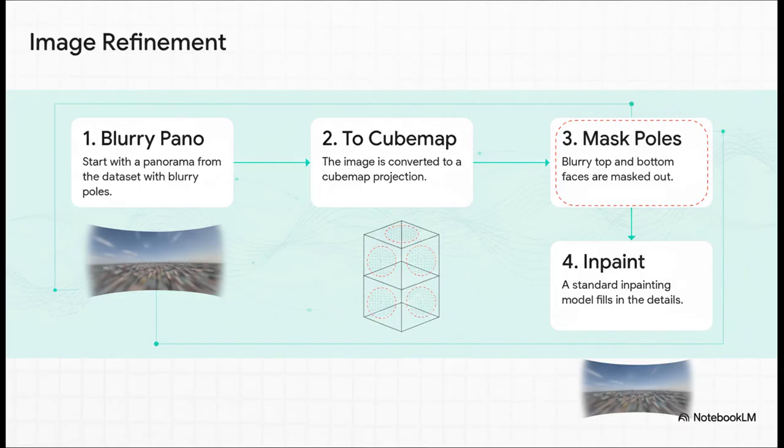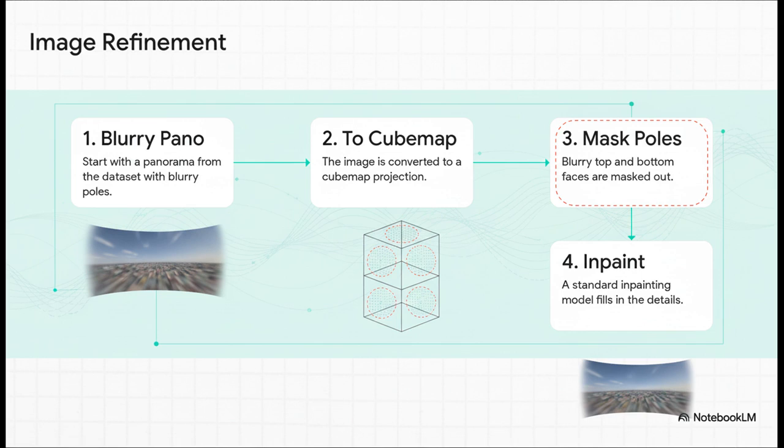First up, they tackle their own panoramic data. They're using a dataset called Matterport 3D, which is pretty good, but it has one big flaw. The tops and bottoms, the poles, are often a blurry, distorted mess from the way the cameras capture them. So they invented this awesome pre-processing pipeline to fix it. First, they take the weird panoramic image and project it onto the 6 faces of a cube. This is called a cube map. Now, why a cube? Because a cube is made of 6 perfectly flat, normal-looking squares. And we have amazing AI models that are great at fixing regular square images. It's a way of turning one really hard problem into 6 much easier ones.